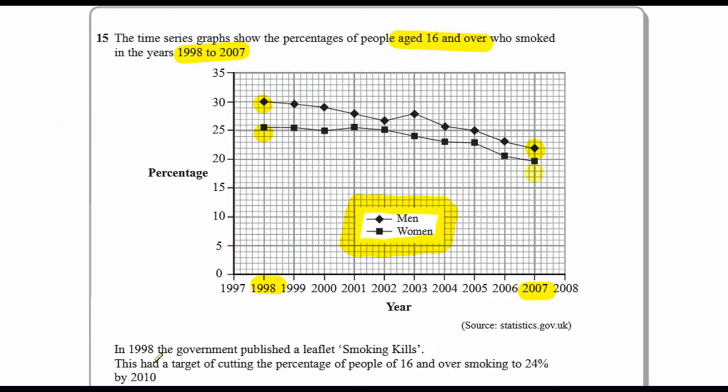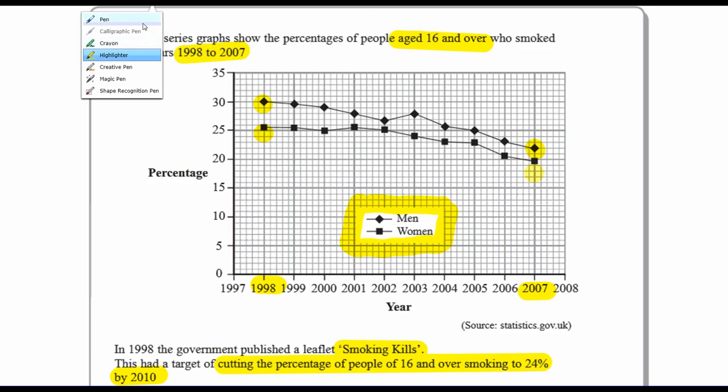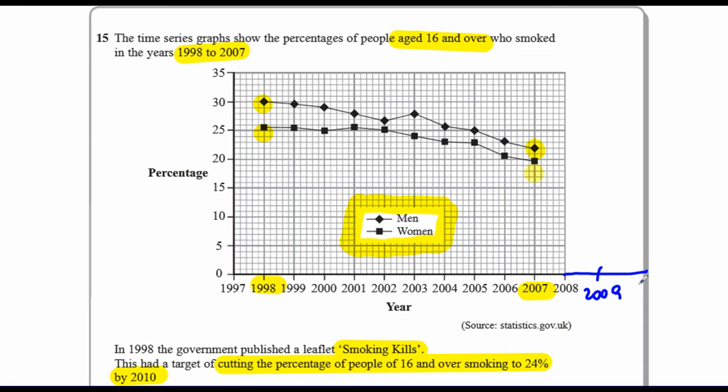So now we've seen what's what, let's just get that back to how it was. In 1998, the government published a leaflet, Smoking Kills. This had a target of cutting the percentage of people of 16 and over smoking to 24% by 2010. Now our graph doesn't even go up to 2010, we'd have to carry it on to 2009, then 2010. So we don't actually know what's going to happen here, which is quite important. In theory, it could go back up, but the trend line looks like it might be carrying on going down. But you can never predict the future perfectly. Mathematicians might try, but we're not fortune tellers.